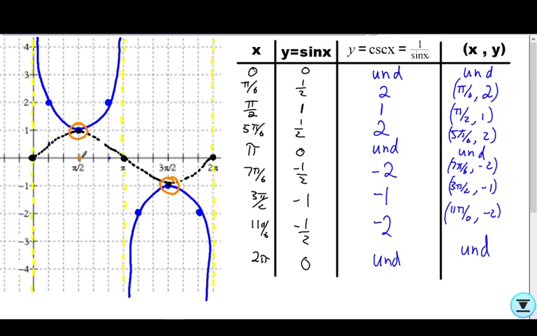Here at pi over 2, where sine had a maximum, cosecant has what we call a relative minimum. And here at 3 pi over 2, where sine had its minimum, that's what we call a relative maximum in this part. But this is what cosecant looks like.